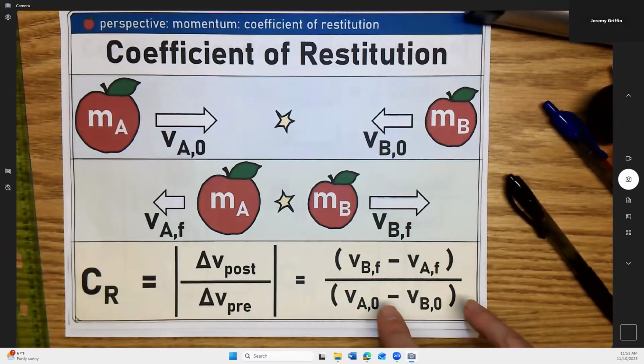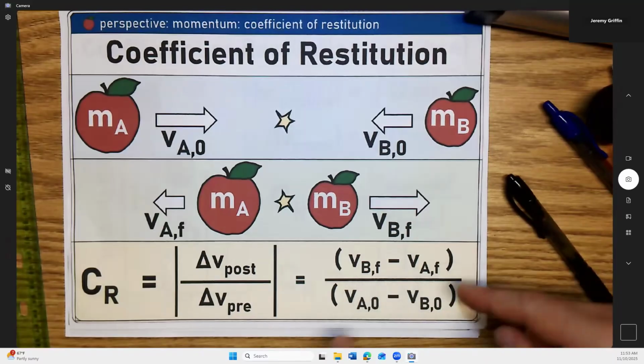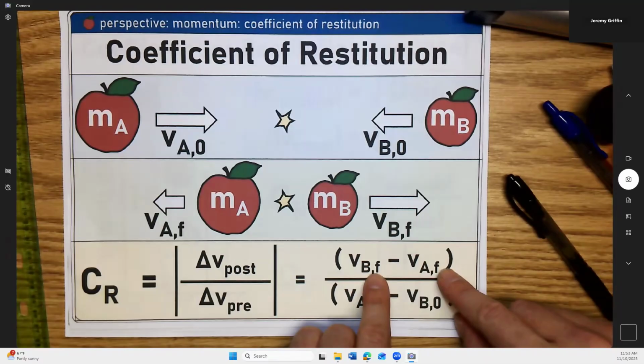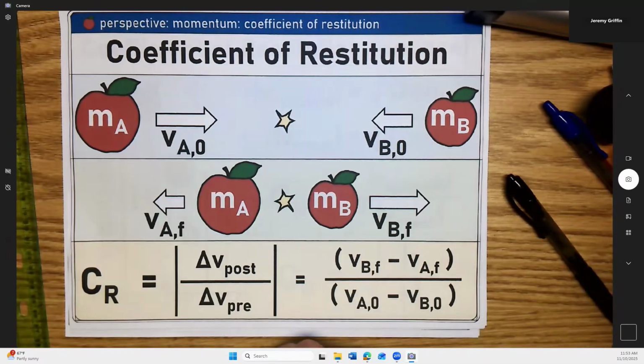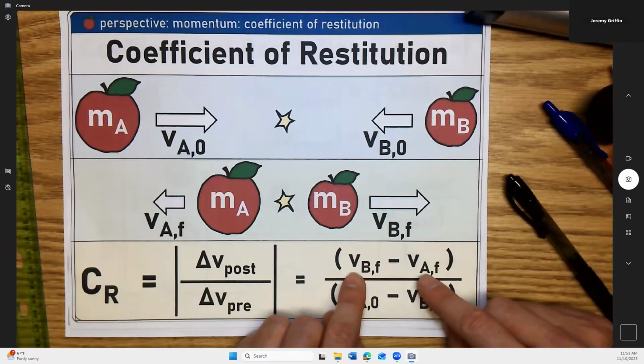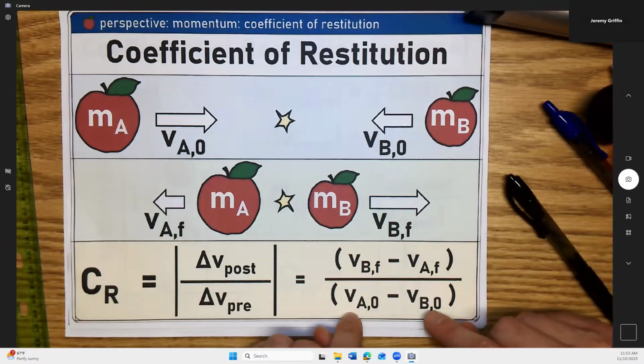These guys look really close because they did something really sneaky here. Watch this. You see on the top, it's final minus final, bottom is initial minus initial. That's all good, right? But come here. On the top, it's B minus A. And on the bottom, it's object A minus object B. You see how I reverse that?